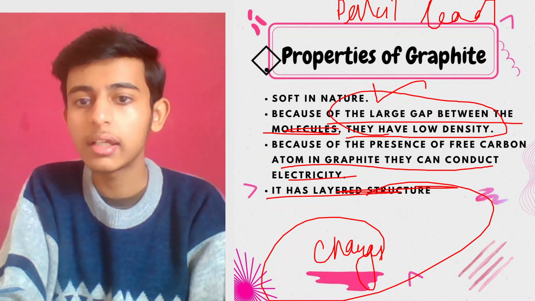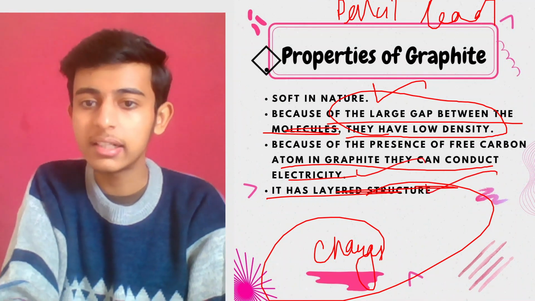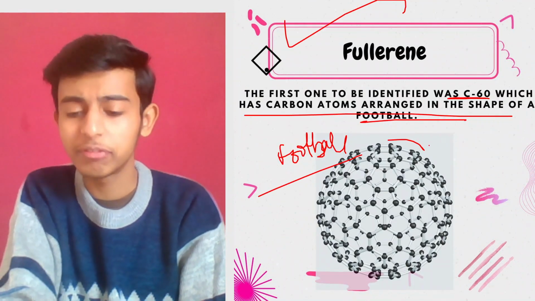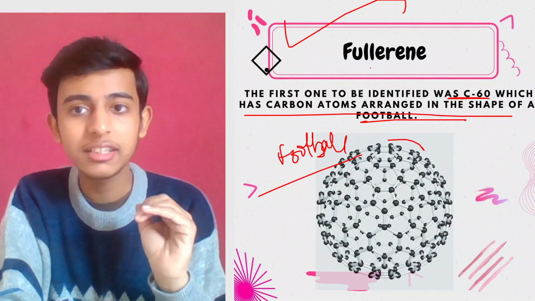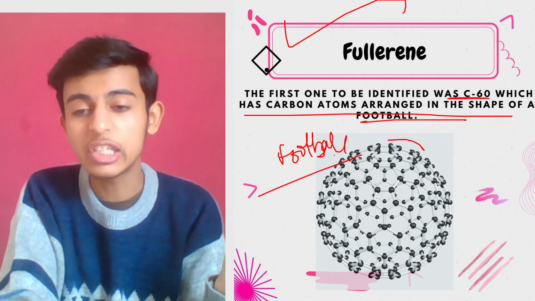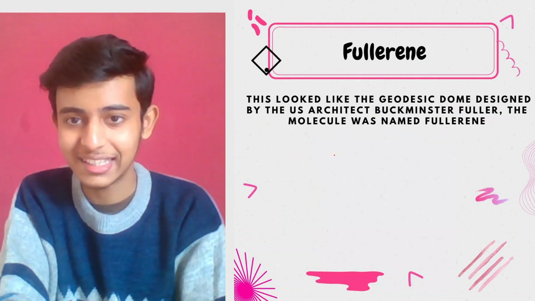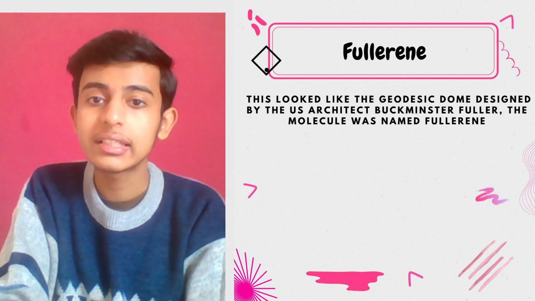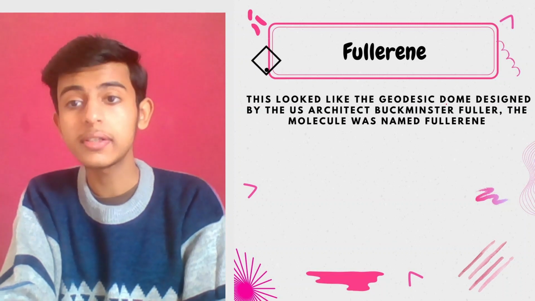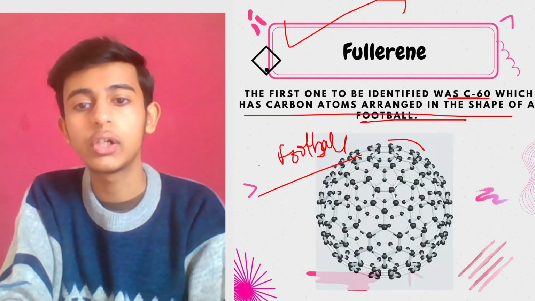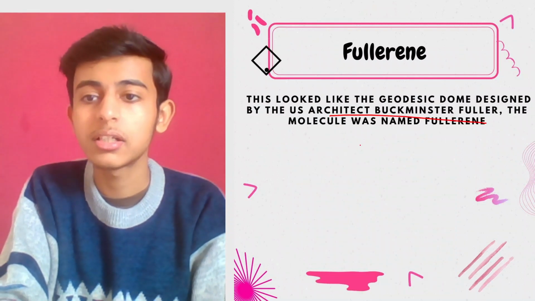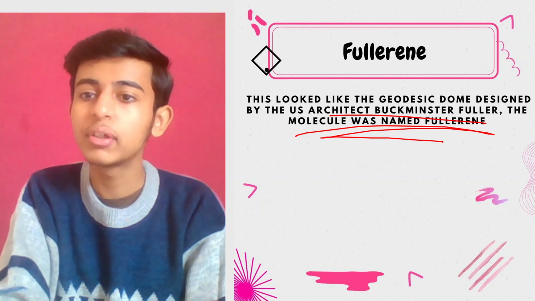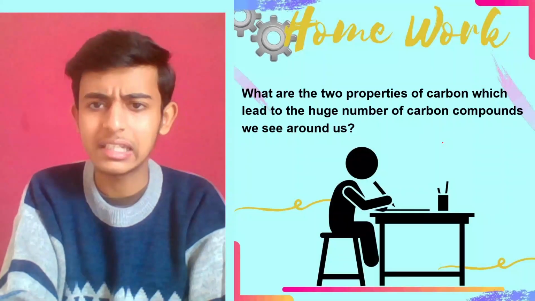I discussed the conduction of electricity and layered structure. And sorry for that. This Buckminster fullerene is in the shape of a football. Sorry for the wrong pronunciation. This looks like the geodesic dome design. It's like a dome, right? By the architect Buckminster Fuller, the molecule was named fullerene. Clear? Because of the architect who discovered it.